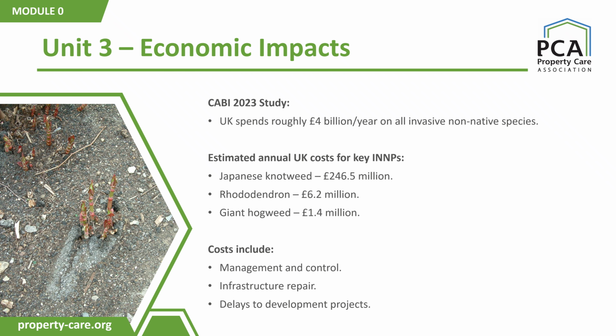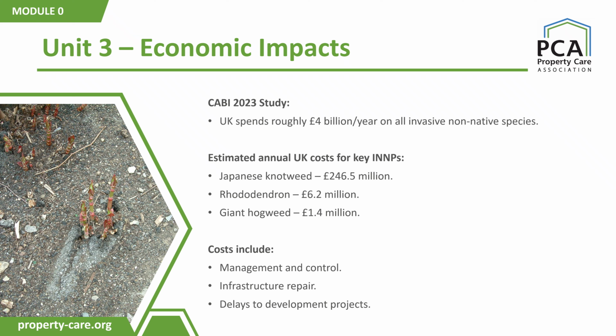For economic impacts of Japanese knotweed, the 2023 CABI study estimated that the UK spends around 4 billion every year dealing with invasive non-native species, which is plants, animals, fungi, and others. Plants are only part of the total, but their share is still significant.